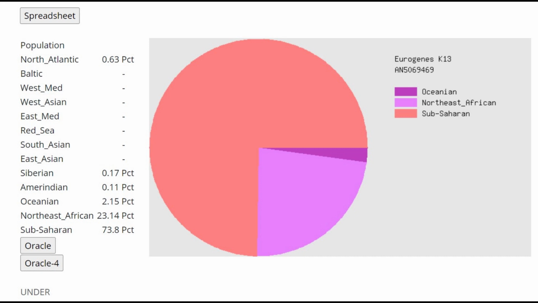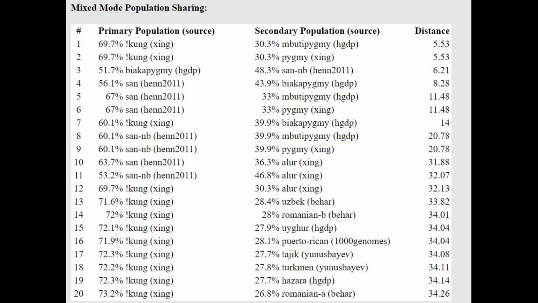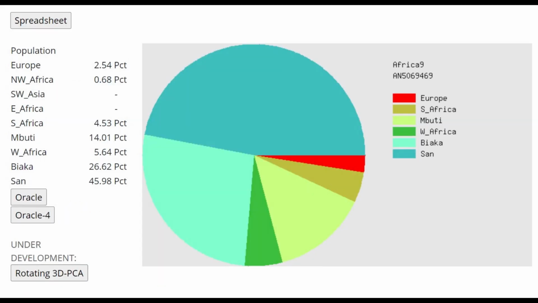With the Eurogenes K13, she's scoring mostly sub-Saharan and Northeast African. With Harappa World, she's scoring mostly San, followed by Pygmy, followed by West African. So San is kind of this Khoisan or South African hunter-gatherer component, which if you take the genome of any gorilla or chimpanzee or orangutan or any kind of monkey or ape, they score mostly San or mostly South African hunter-gatherer like admixtures.